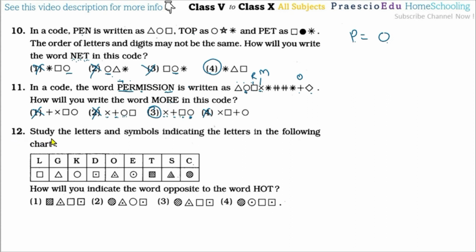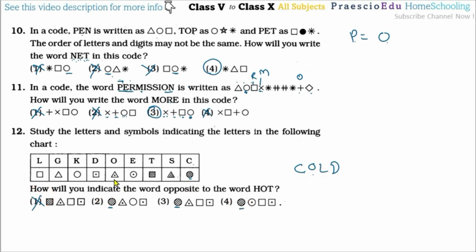Then question number 12. Study the letter and the symbol indicating the letter in the following chart. For this one, how will you indicate the word opposite of this word? Hot's opposite is cold, C-O-L-D, and C means this shape. So this will come first. That is shown in options 2, 3 and 4. Option 1 is the different one.